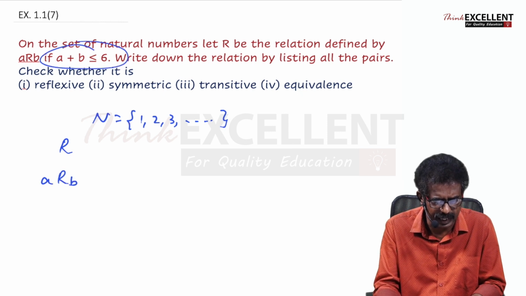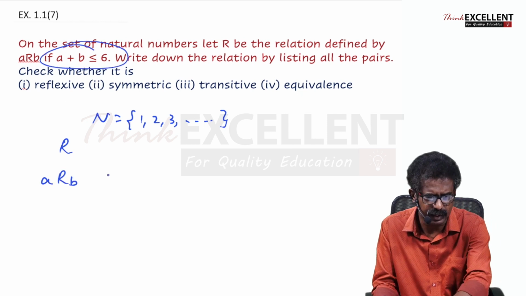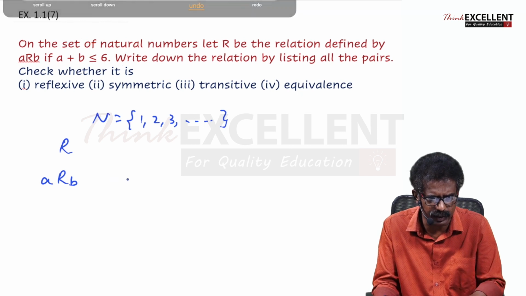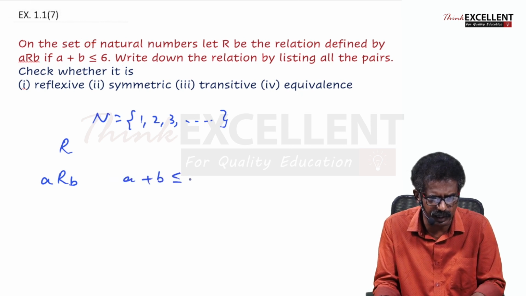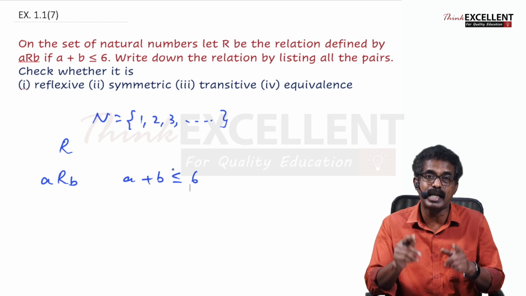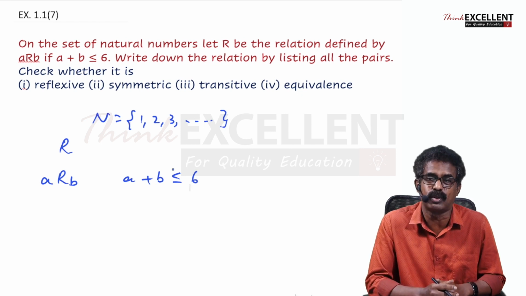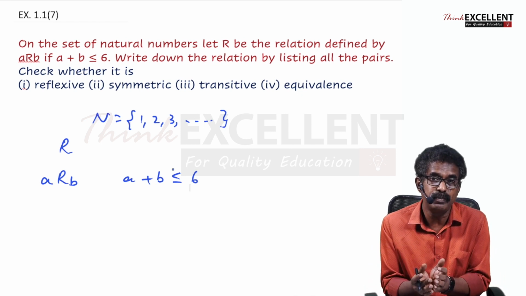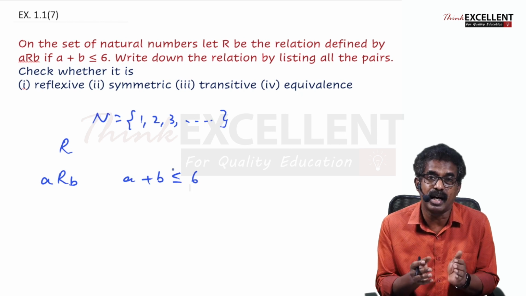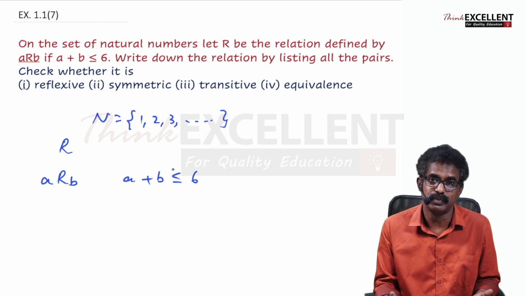If this condition is satisfied. What's the condition? The condition is A plus B less than or equal to 6. A and B are two natural numbers. If we add them, the sum is less than or equal to 6. Up to 6 you can take.